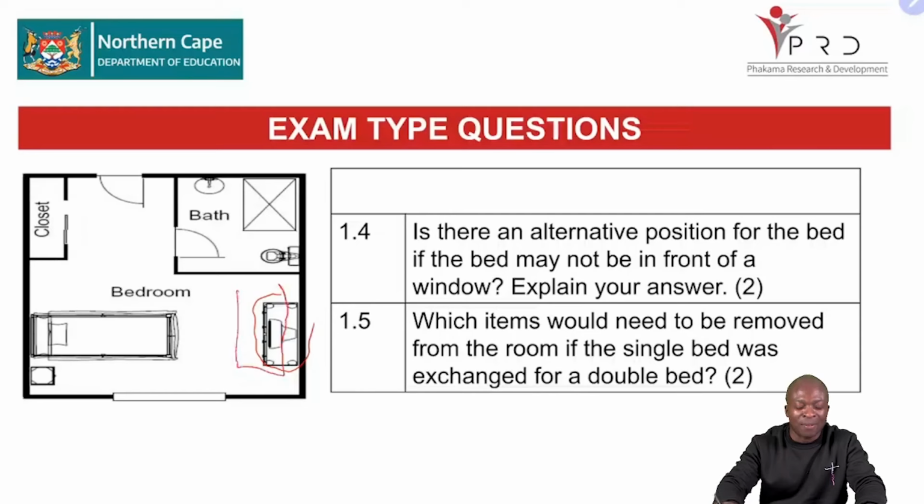Let's look at 1.5. Which items would need to be removed from the room if the single bed was exchanged for a double bed? What can you remove from this room here? And this is the side table and the TV with the TV stand. So basically, we can remove those items so that we have space for the double bed. Remember the closet, we can't remove it. It's already built in. And then the bath is already also built in, so we can't change anything.